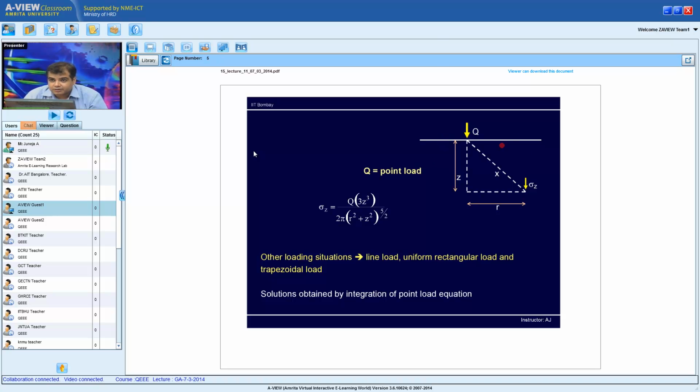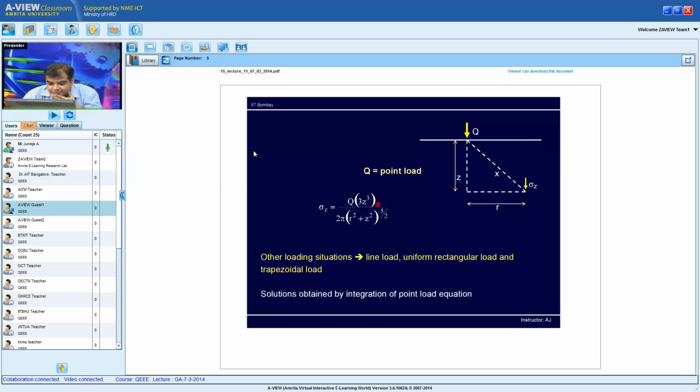take this cartoon on the top right. So I have a vertical load Q, a point load, which may be in kilonewton or kilogram, any unit you prefer. That's the load on the surface, and we are interested in sigma z, which is the stress induced at a depth z and a radial distance r. Sorry, radial distance r and depth z. X is the diagonal shortcut, the shortest distance, or the hypotenuse. So z and r.